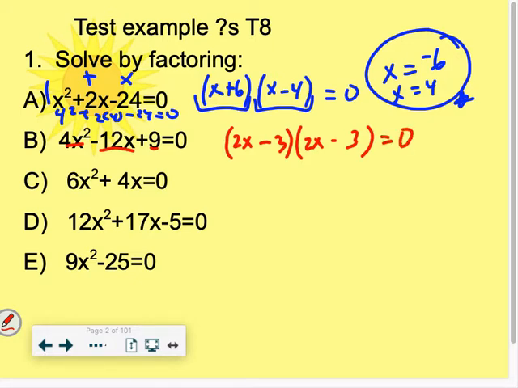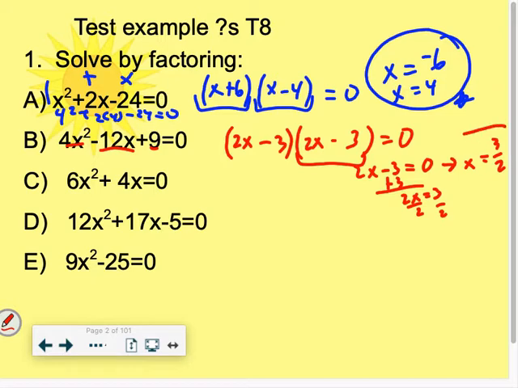And this is what's called a double root, or double solution, because it's the same solution twice. If we solve 2x minus 3 equal to 0, we would simply be adding 3 and dividing by 2. So our solution would be positive 3 halves, or 1 1/2. And again, that's a double root, or double solution.